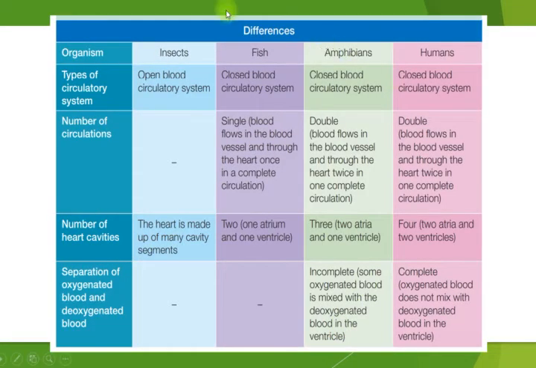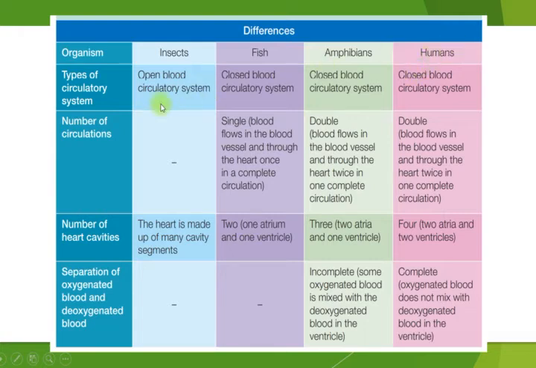Okay, let's go to the differences. The similarities and differences you have to know in detail, because usually the question is asking in the essay. So you have to write the similarities and the differences in the correct way. Let's go to the differences between the insect, fish, amphibian, and human circulatory systems.